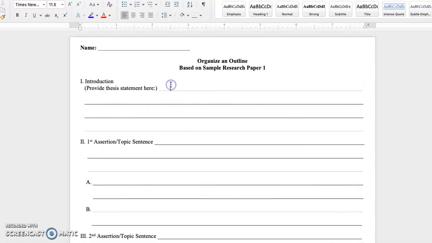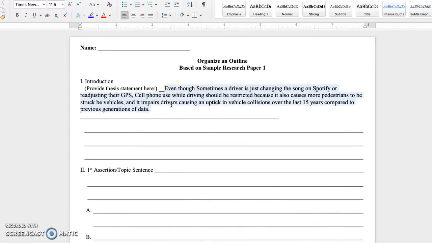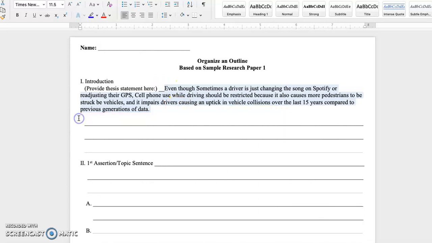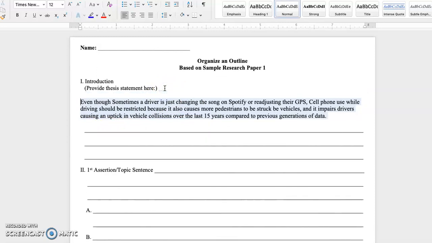So let's start. Let's go back up to the thesis statement. Let's say this was your thesis statement, all right? Let's take a look at this for a second. If your thesis statement was: Even though a driver is just changing a song on Spotify or readjusting their GPS, cell phone use while driving should be restricted because it also causes more pedestrians to be struck by vehicles and it impairs drivers, causing an uptick in vehicle collisions over the last 15 years compared to the previous generations of data.